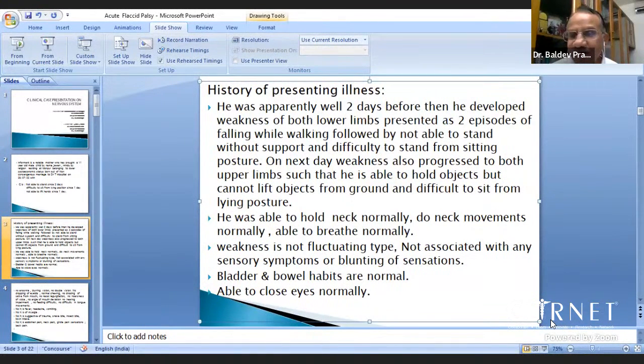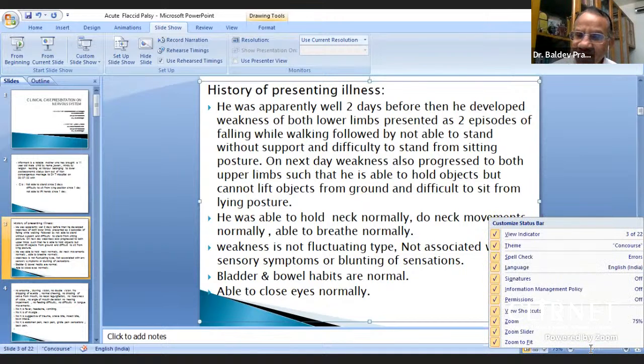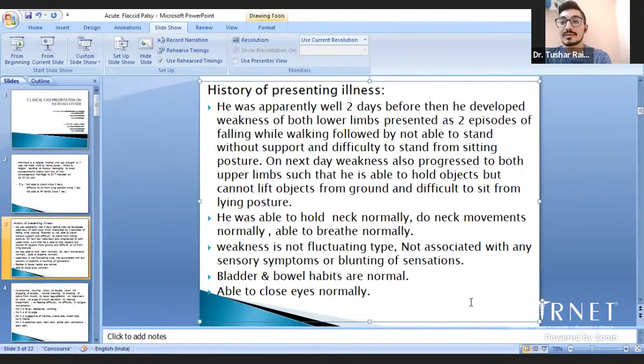Tushar, don't decide all these points from the beginning. This ataxia and all, we don't know. It's very simple. Not able to walk, or finding difficulty in walking and standing, indicates a problem with the lower limbs. Very simple. And then you describe that gradually, the next day, the weakness also progressed to both upper limbs.